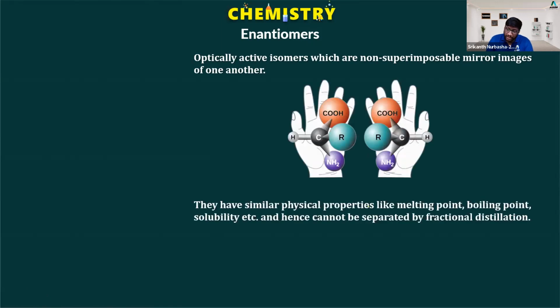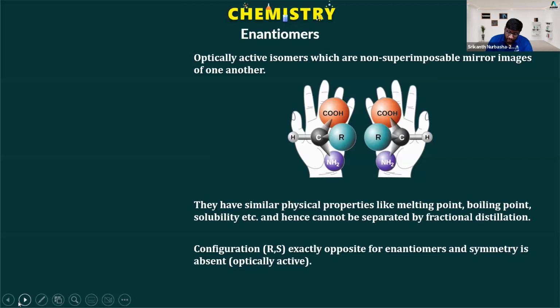They have similar physical properties like melting point, boiling point, solubility, etc., and hence cannot be separated by fractional distillation. The enantiomers are non-superimposable mirror images. They have similar physical properties and thus they cannot be separated by fractional distillation.